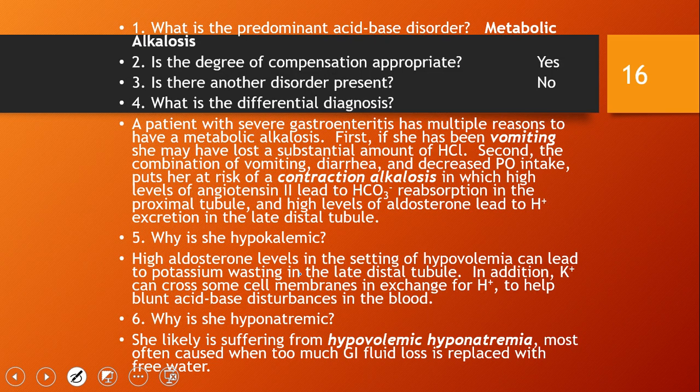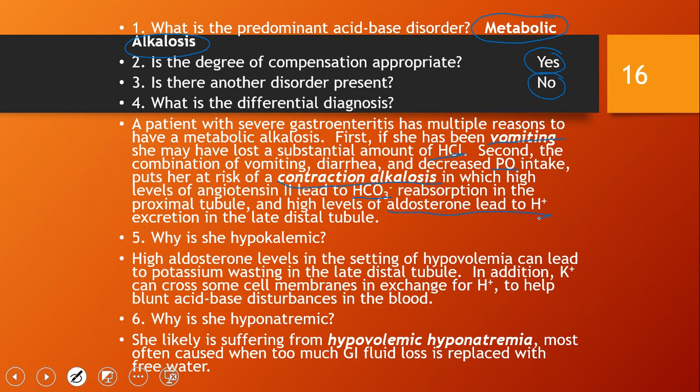So, metabolic alkalosis. Yep. Is the degree of compensation appropriate? Yep. Is there another disorder present? Nope. Okay, good. So, a patient with severe gastroenteritis has multiple reasons for metabolic alkalosis. She has been vomiting, so she's lost a substantial amount of hydrogen chloride. Second, the combination of vomiting, diarrhea, and decreased food intake puts her at risk for contraction alkalosis, which is high levels of angiotensin II, which lead to HCO3 reabsorption in the proximal tubule, and high levels of aldosterone. Okay, all right.